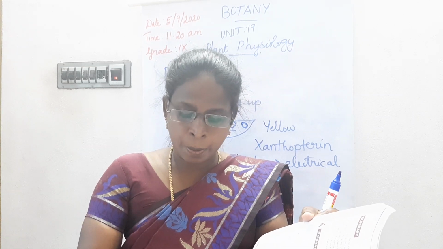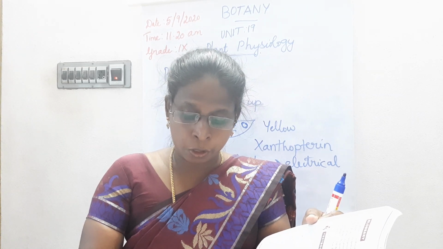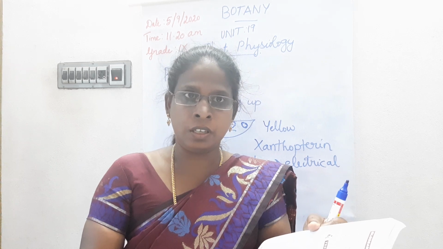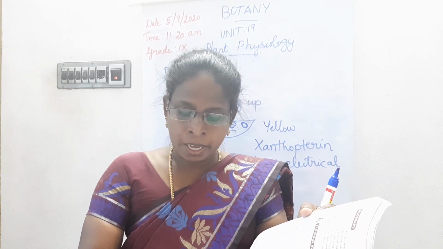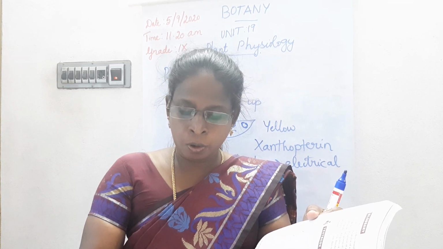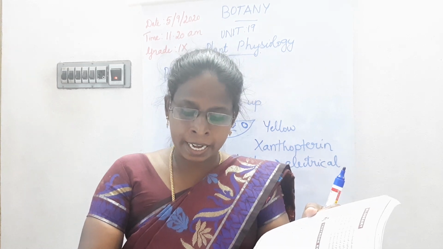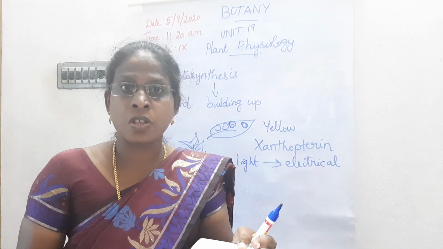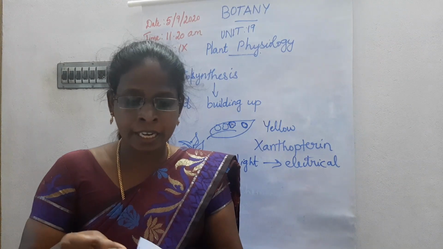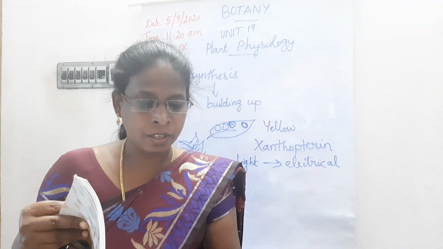Then fifth one, name the part of the plant which shows positive geotrophism. Root. Why? Because root grows always towards the direction of gravity.